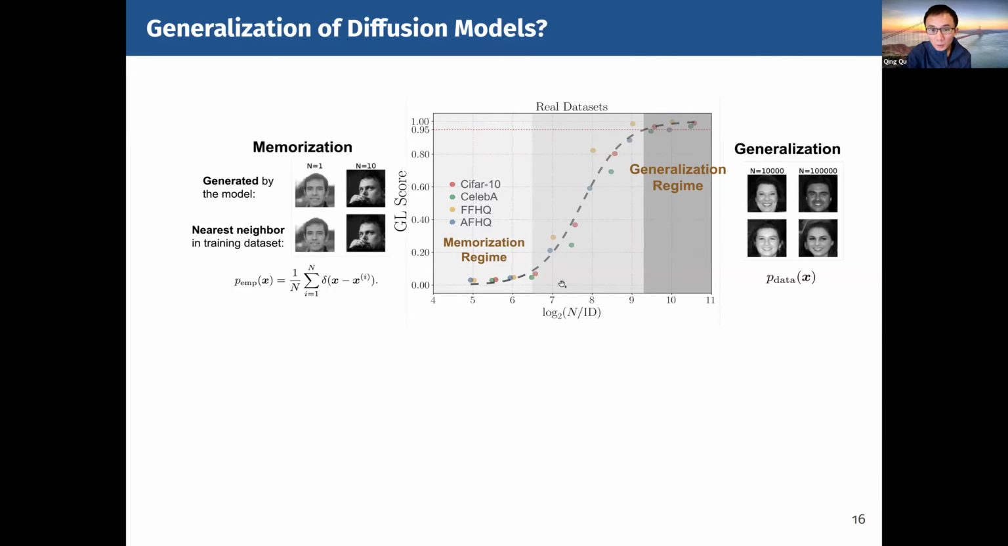However, when you increase the size of the training data set, the model starts to generalize, as shown in the figure on the right. The first row again is the generated images, and the second row shows the nearest neighbor in the training data set. You can see that the generated images are actually different from the nearest neighbor in your training data set.